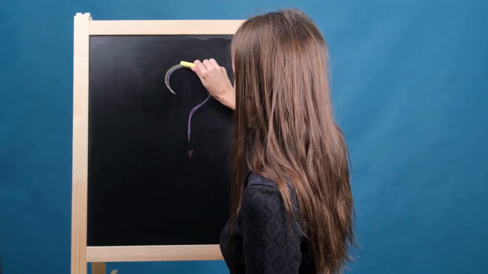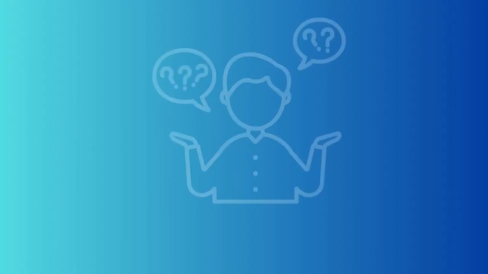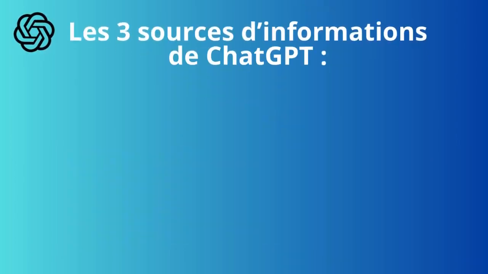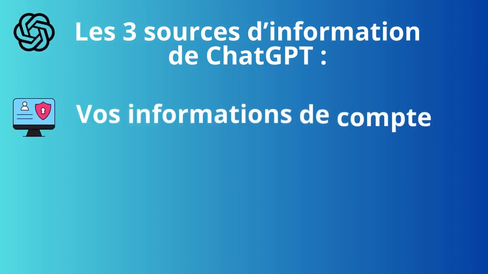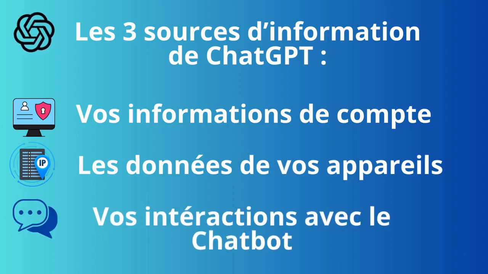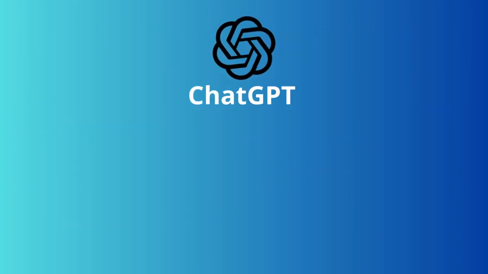But a question may be on your mind: does ChatGPT use your data? Well, here's what you need to know. ChatGPT collects information from three main sources, namely your account information: names, contact details, payment information; the data from your devices: IP address, location; and your interactions with the chatbot: comments, downloads, etc. In general, ChatGPT shares this data with third parties.